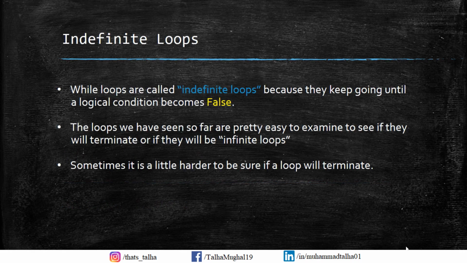While loops are called indefinite loops because they keep going until a logical condition becomes false. Now, if you remember, in the previous lecture, when we used an example of a while loop, we had to define a condition for that. Until that condition was true, the loop performed all the iterations. But as soon as that condition was falsified, the loop was terminated and the program jumped right to the end of the code. So that is the reason why we call these while loops indefinite loops.